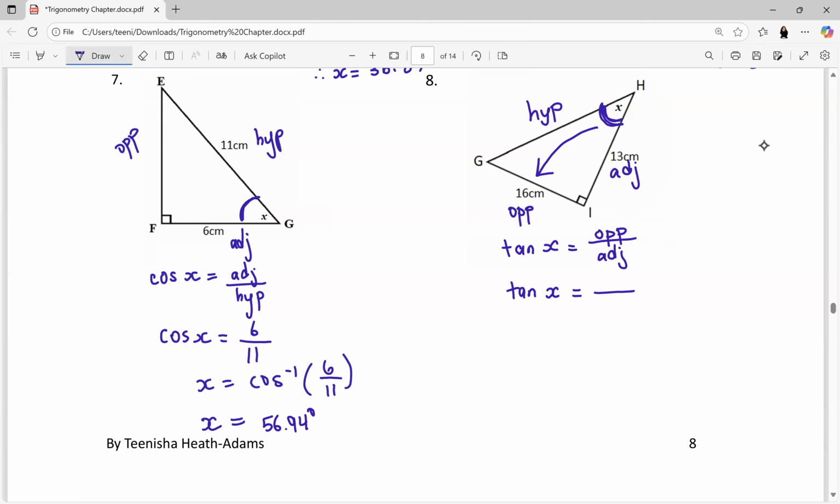What is in the numerator and what is in the denominator? It will be 16 over 13. That's right. So then x is equal to the tan inverse of 16 over 13. Work it out and tell me what you get.